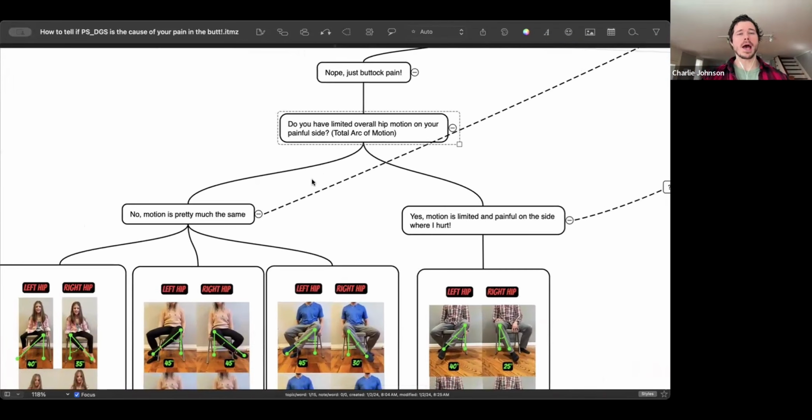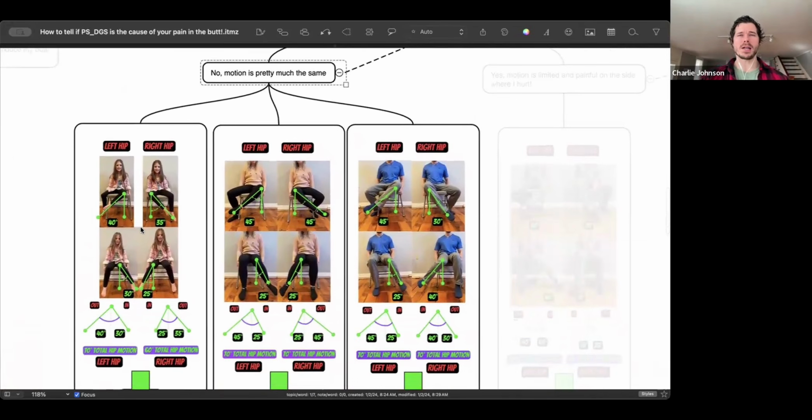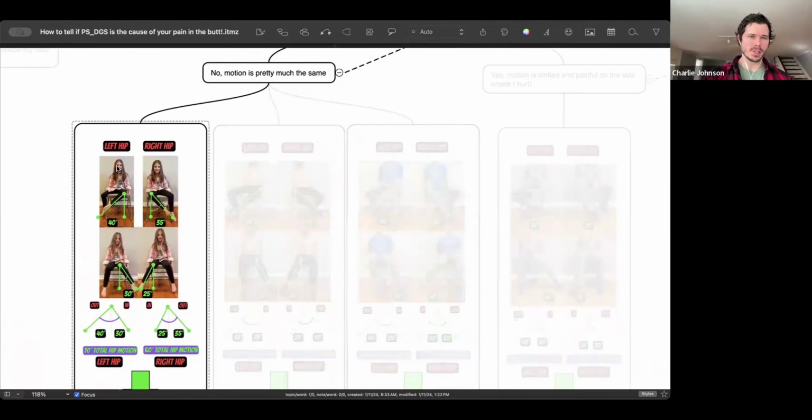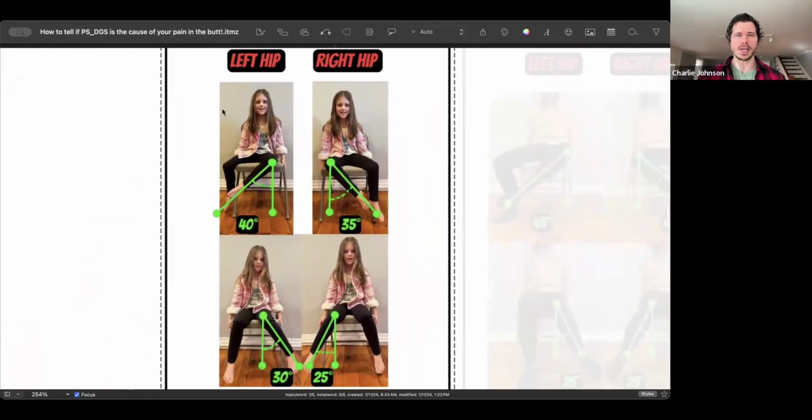And so what we're going to do now is show you how to determine if the total arc of motion, right versus left, is symmetrical or not. Here's the test that we would go through, and here are some examples so you see exactly what I mean, and you can kind of relate to this. First things first, this is an example of symmetrical or relatively symmetrical motion side to side.